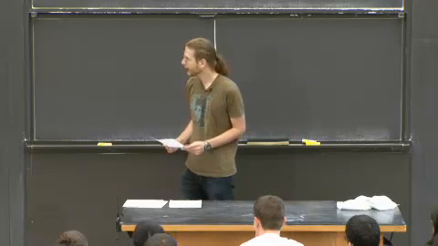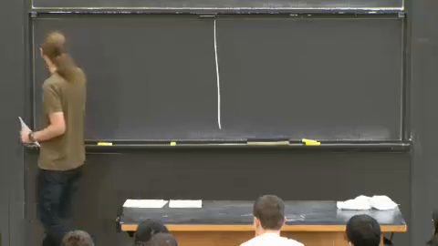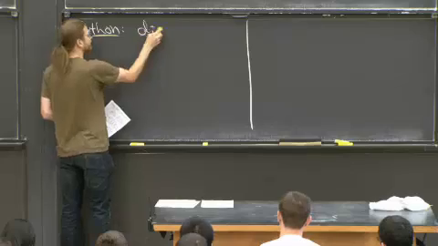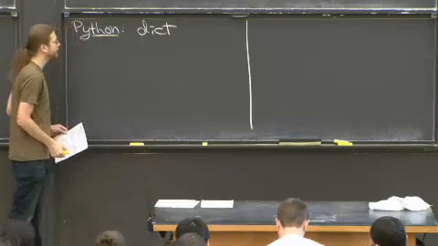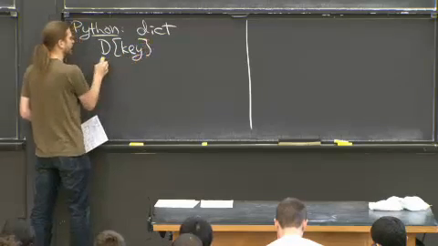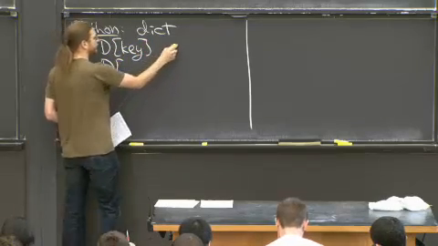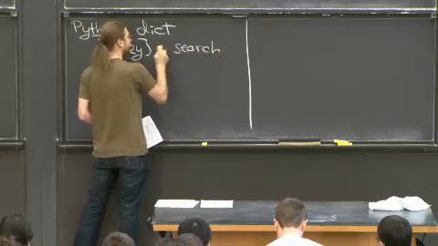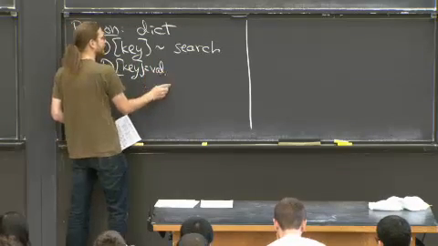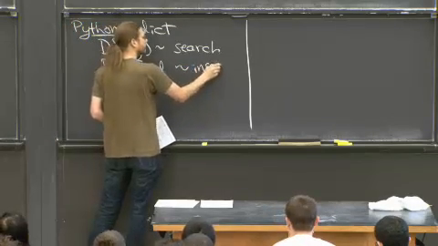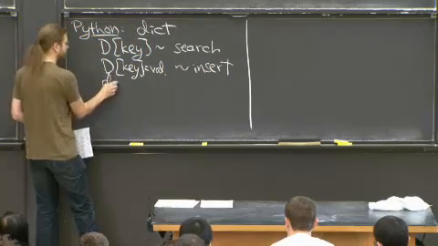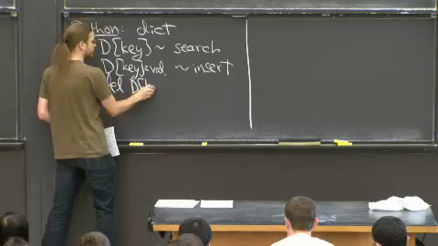I think you know how dictionaries work in Python. In Python, it's the dict data type. We've used it all over the place. The key things you can do are look up a key. This is the analog of search. You can set a key to a value. This is the analog of an insert. It overwrites whatever was there. And what else? Delete. So you can delete a particular key.